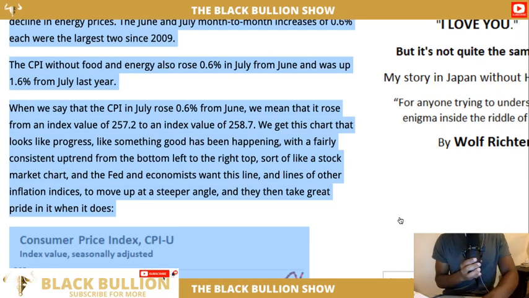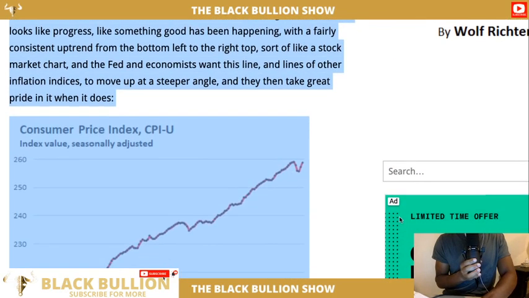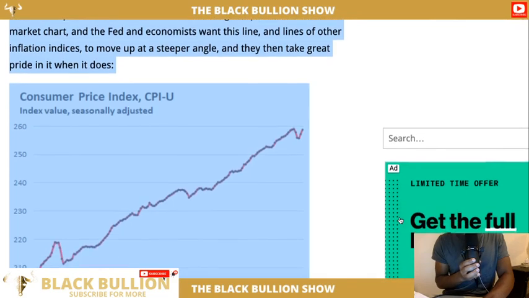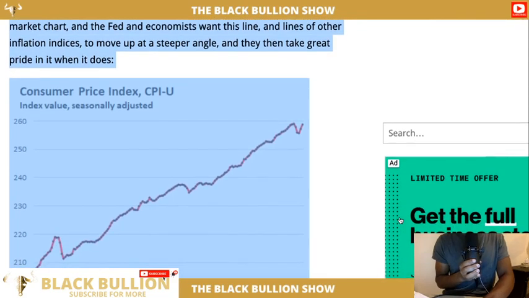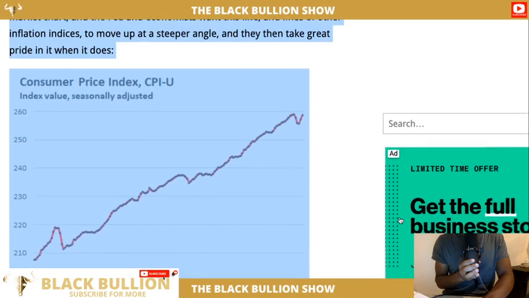We get this chart that looks like progress, like something good has been happening, with a fairly consistent uptrend from the bottom left to the top right, sort of like a stock market chart. And the Fed and economists want this line and lines of other inflation indices to move up at a steeper angle, and they then take great pride in it when it does.